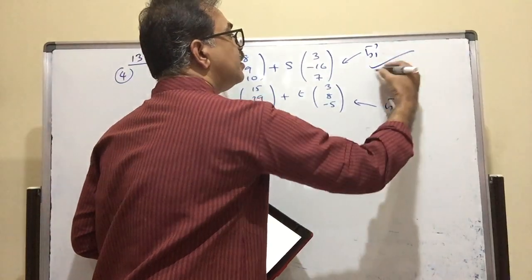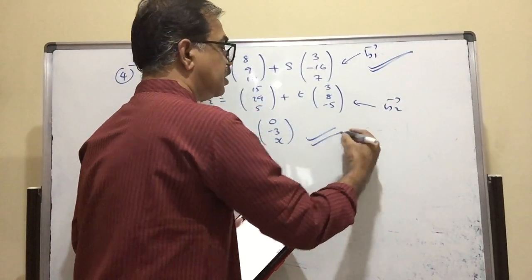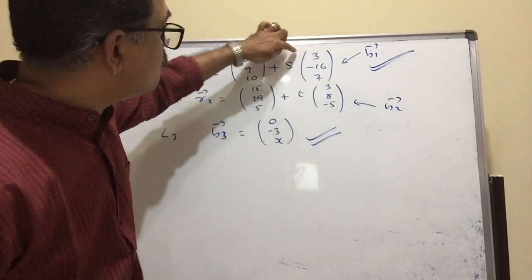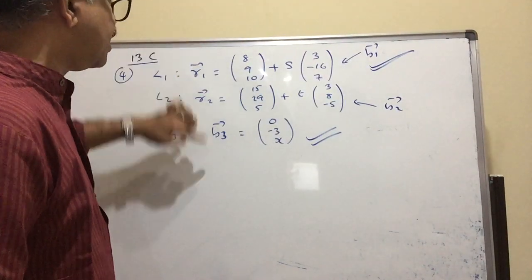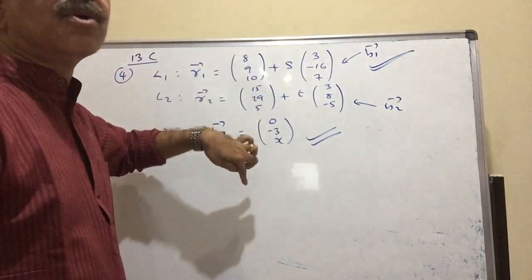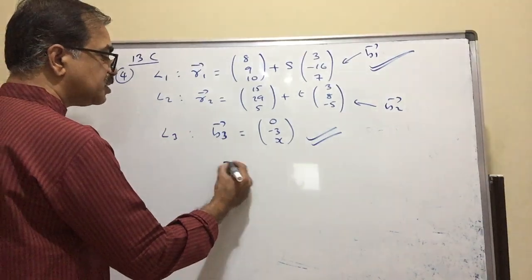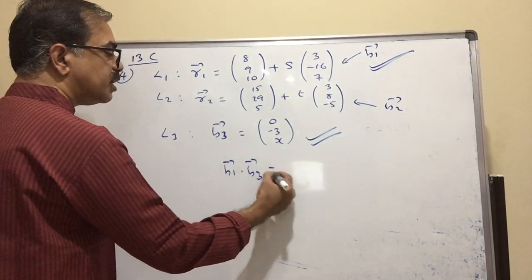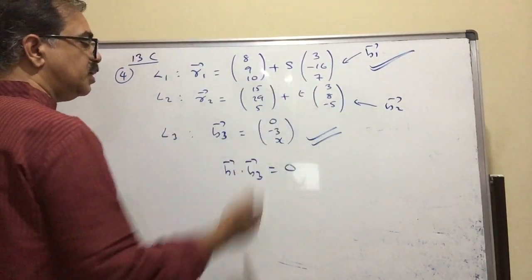So L1 and L3 are perpendicular. So those two are perpendicular, L1 and L3. And if they are perpendicular, their direction vectors are also perpendicular. And if two vectors are perpendicular, their dot product has to be equal to 0. So b1 dot b3 is 0.